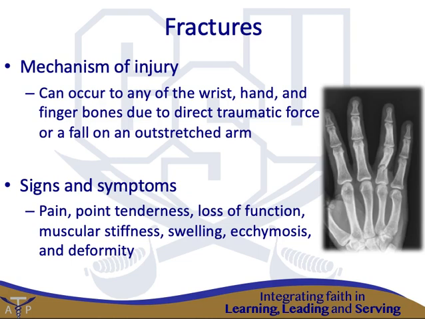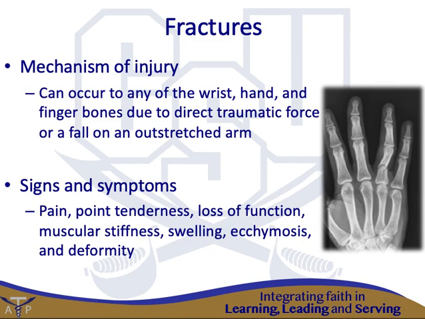Again, we will look at fractures to begin with. Fractures can occur to any of the wrist, hand, and finger bones. However, the most common fractures are to the distal end of the radius. This is called a Colles fracture, the fifth metacarpal, or Boxer's fracture, the base of the first metacarpal, which is called a Bennett's fracture, and other metacarpals such as the third metacarpal, the scaphoid, the hamate, and the phalanges.